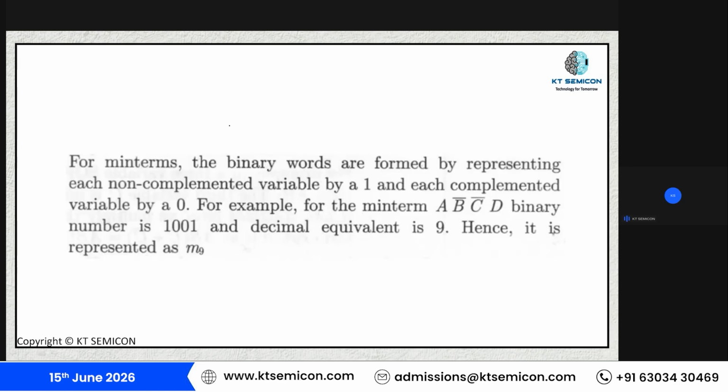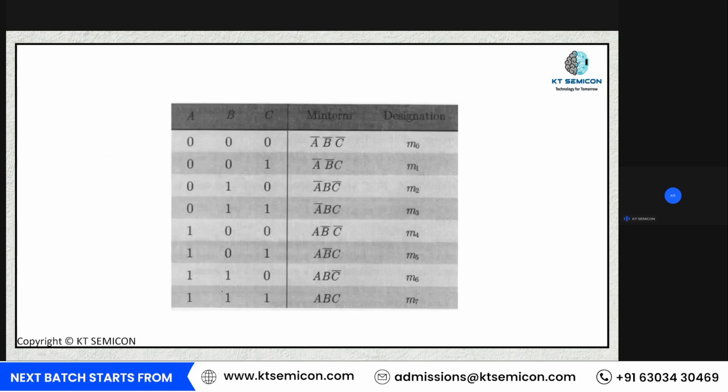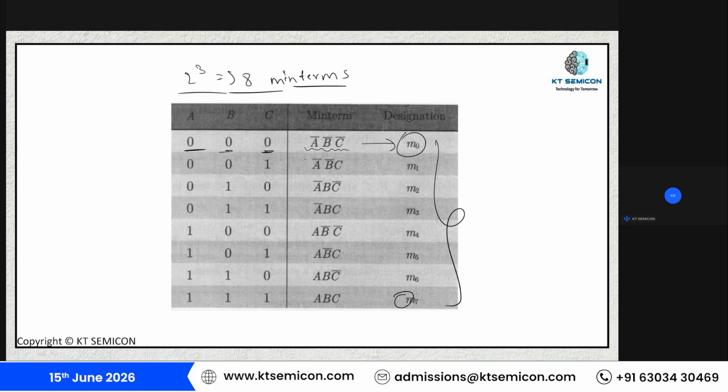Let's say for a 3 variable function, these are the possible minterms. If a is equal to 0, b is equal to 0, and c is equal to 0, then the minterm is a'b'c'. This is also written as small m0. For 3 variable functions, we have a total of 8 minterms, starting from m0 to m7: a'b'c', a'b'c, a'bc', a'bc, and so on.